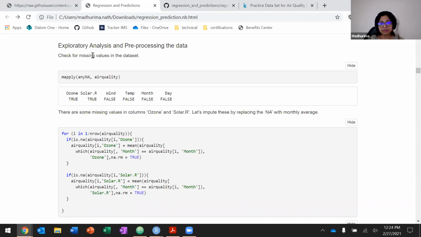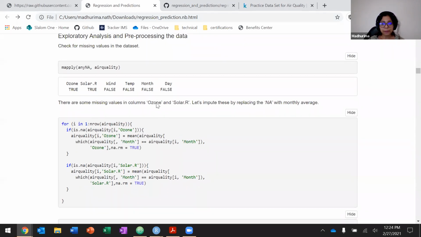Now to do some initial exploratory analysis, as we start for all machine learning problems, check if there are missing values in our data set. Once we apply this function, we can see, yes, there are indeed some missing values in the ozone and the solar.r columns, but the rest of them are pretty good. So there are no missing values there.